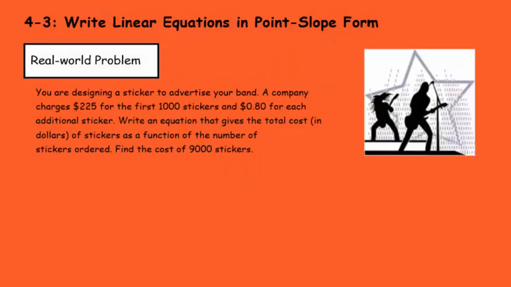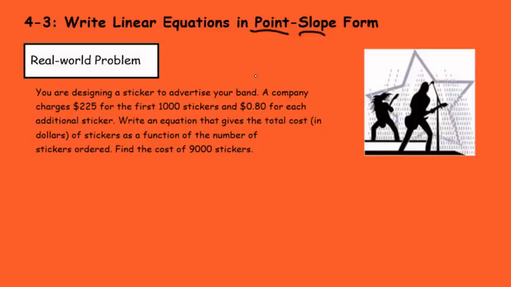Now let's solve a real-world problem. You are designing a sticker to advertise your band. A company charges $225 for the first 1,000 stickers and 80 cents for each additional sticker. Write an equation that gives the total cost in dollars of stickers as a function of the number of stickers ordered. Find the cost of 9,000 stickers. So these are the type of word problems that work really well with point-slope form because we've been given a point and we've been given the slope.